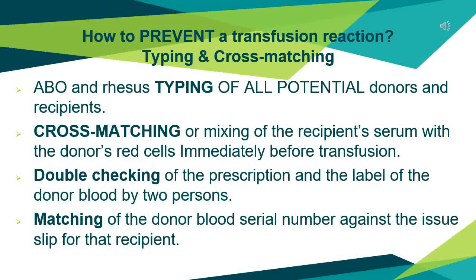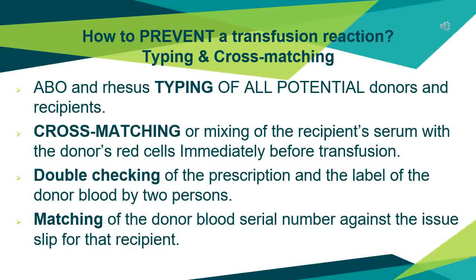How to prevent a transfusion reaction? To prevent transfusion reaction, all potential recipients and donors should have ABO and Rh typing done to ensure compatibility. Immediately before transfusion, a cross-matching or mixing of the recipient's serum with the donor's is done to confirm ABO, Rh, and any other blood group antigen-antibody compatibility. Full cross-matching usually takes up to 45 minutes.